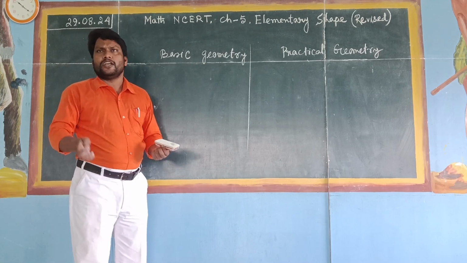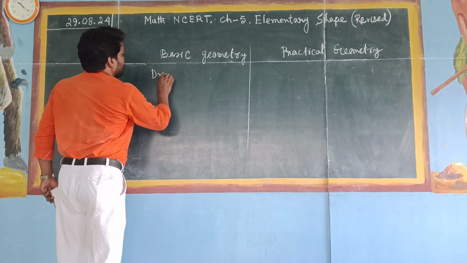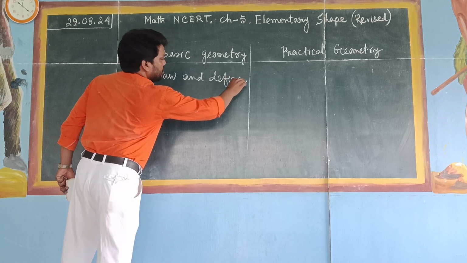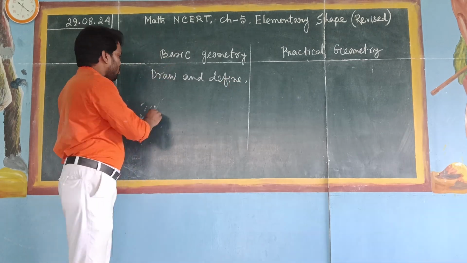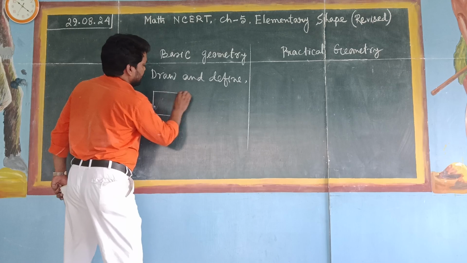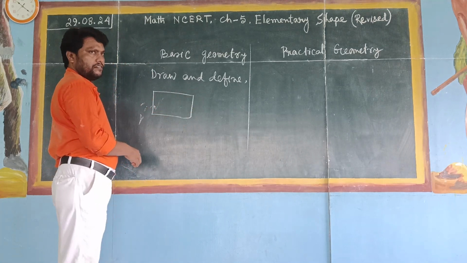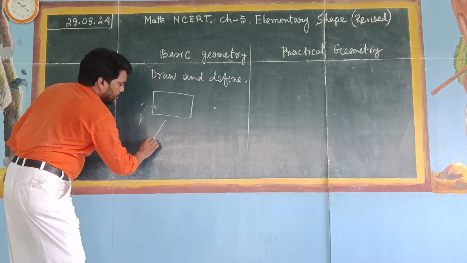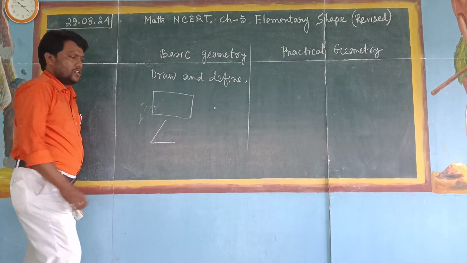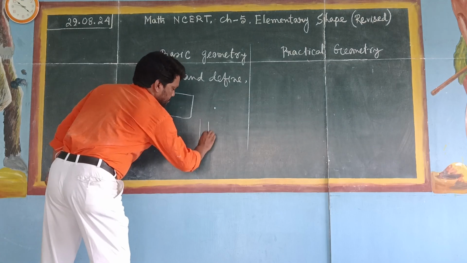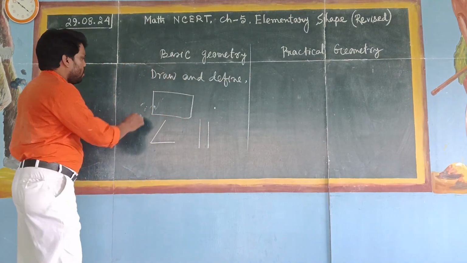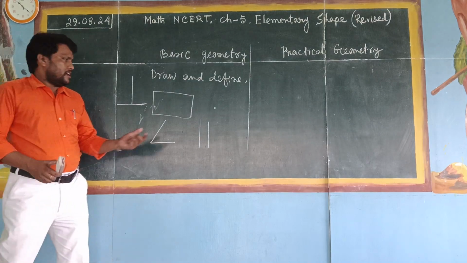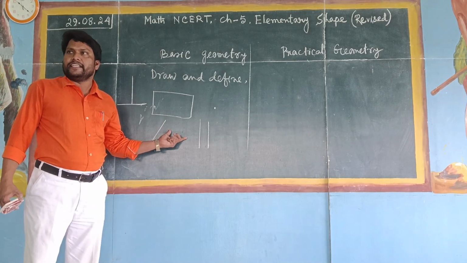So, basic geometry means draw and define. Draw a rectangle and define. What is a point? Now draw an angle. Draw a parallel line. Draw a perpendicular line. Have you taken any measure?